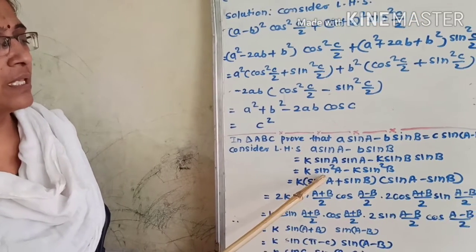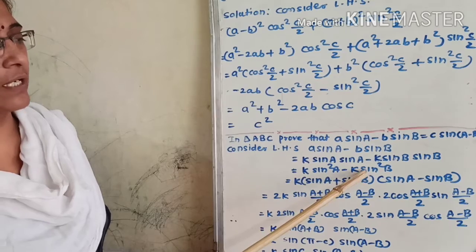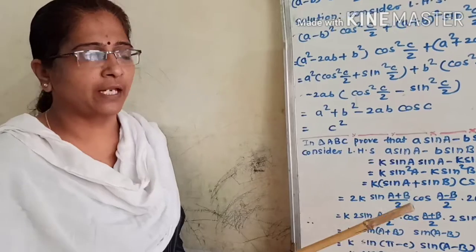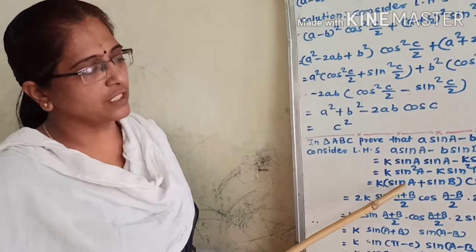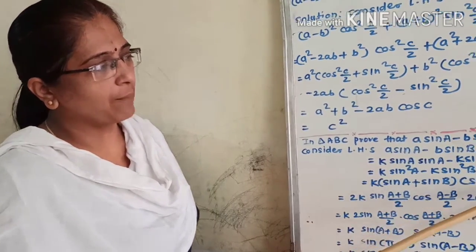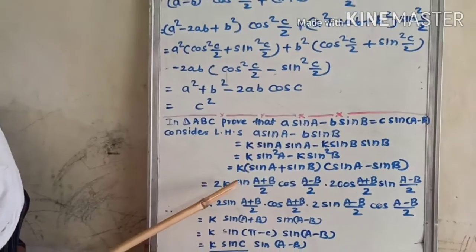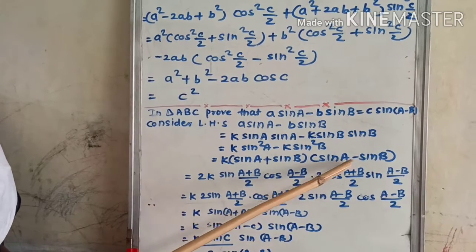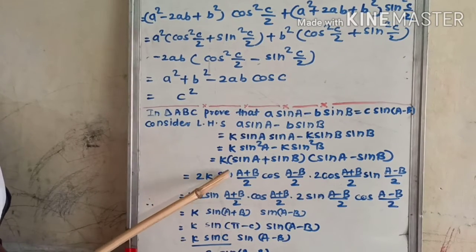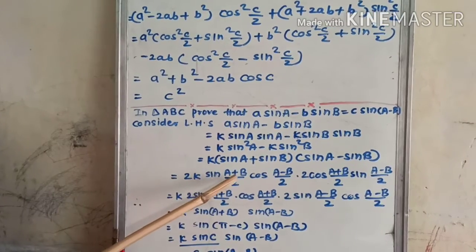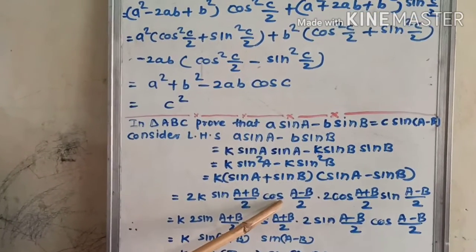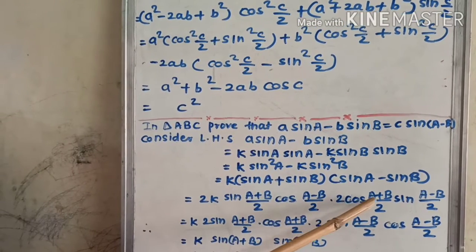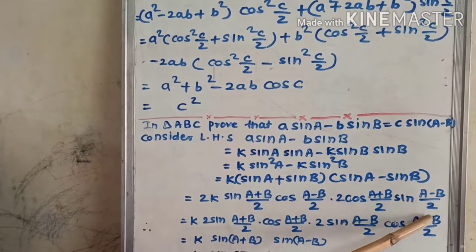k common, in the bracket we get sin²A − sin²B, and we know that a² − b² is (a − b)(a + b). Therefore using this, sin(A + B) sin(A − B). k as it is, sin(A + B), use here sin C + sin D and here sin C − sin D. Therefore k as it is, 2 sin((A + B)/2) cos((A − B)/2) times 2 cos((A + B)/2) sin((A − B)/2).